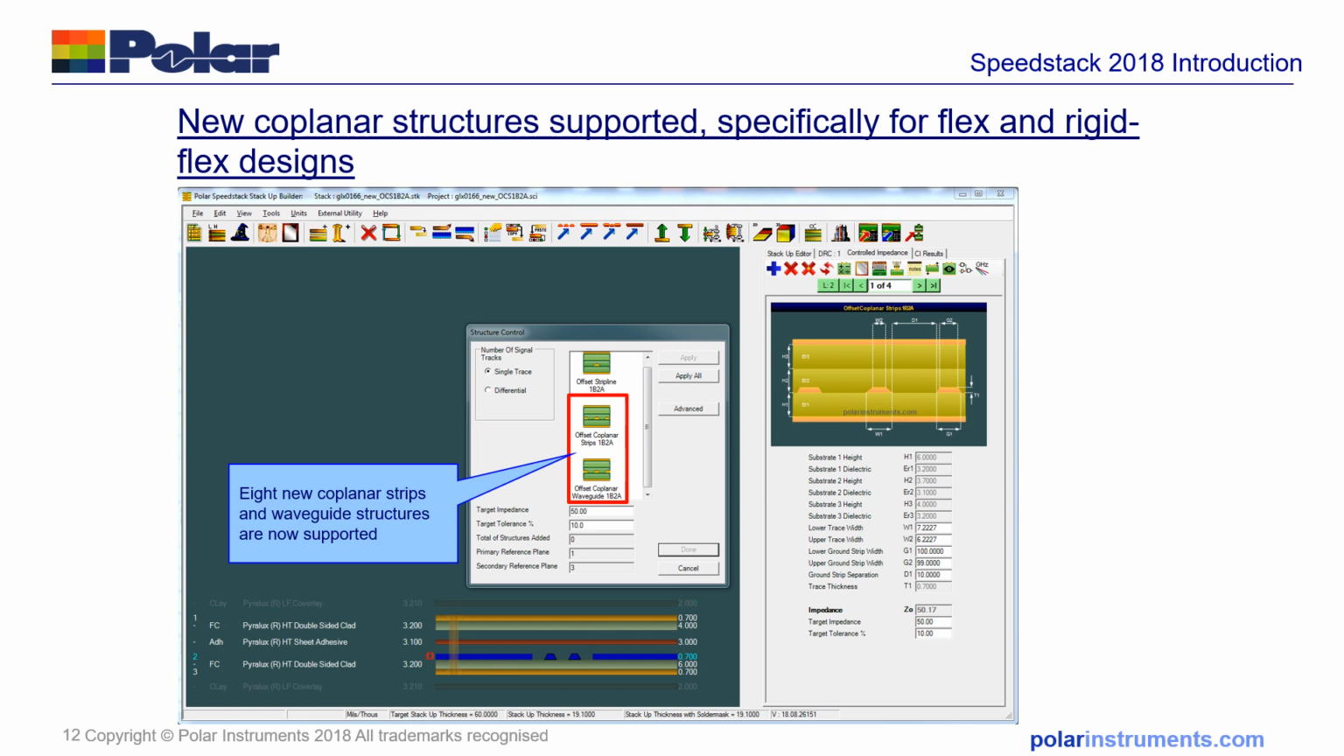About 50% of Speedstack customers use Speedstack for flex rigid builds, and a number of structures have been made available. In particular, coplanar, strip and waveguide structures are now supported within Speedstack. We used to support these in SI 8000 and SI 9000, and Speedstack 2018 has added all of these 4 coplanar offset strip structures both in single-ended and differential variants.